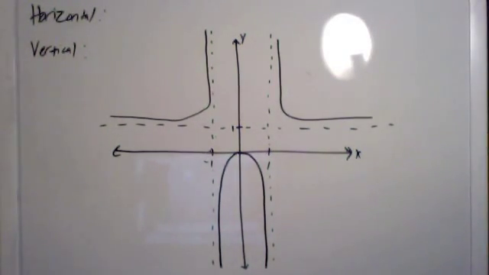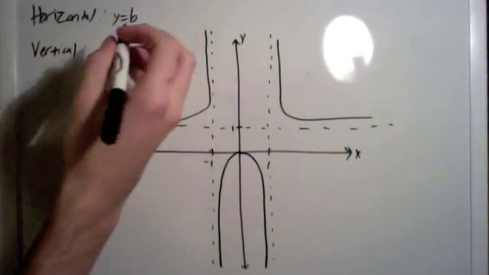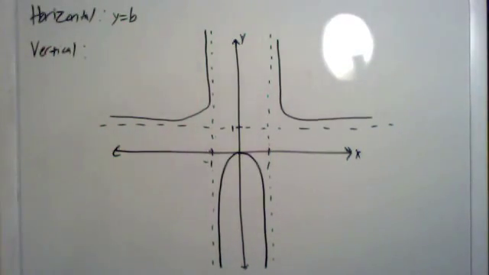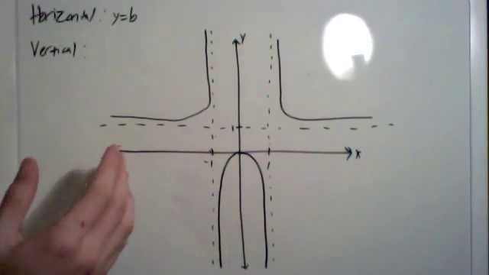Now, horizontal asymptotes are horizontal lines and have equations of the form y equals b, where b is just some constant. The function will approach but not cross them if you go really far to the left or really far to the right along the x-axis, which is saying towards infinity or negative infinity.